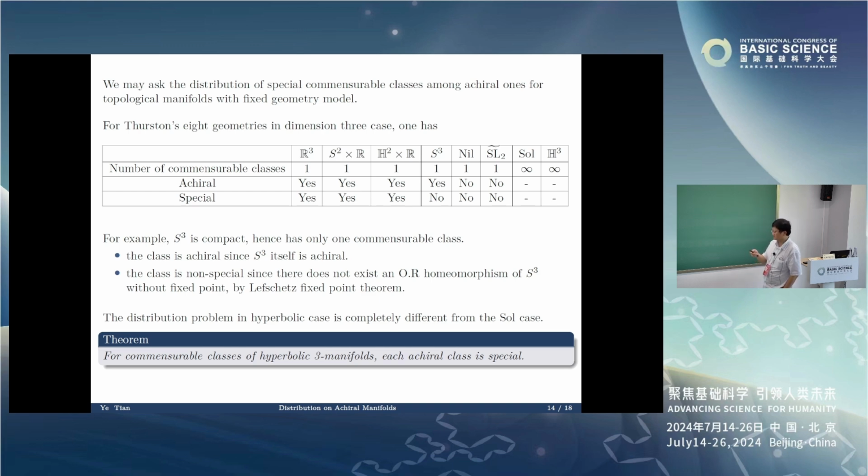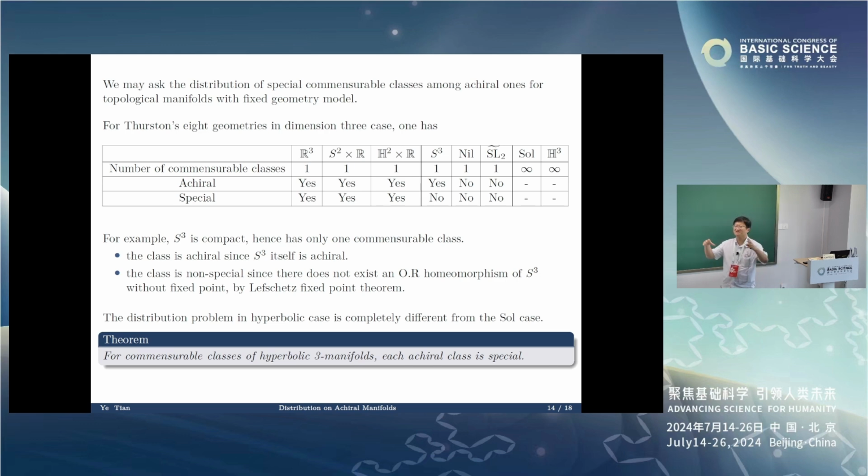Now the result for H3 is quite different. For all commensurable classes of hyperbolic 3-manifolds, if it is achiral, then it is spatial. What about S3? S3 is achiral. Oh, this is very simple.